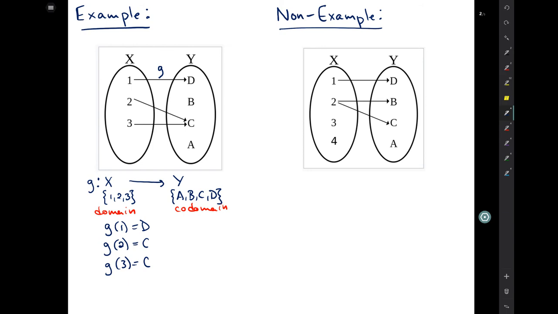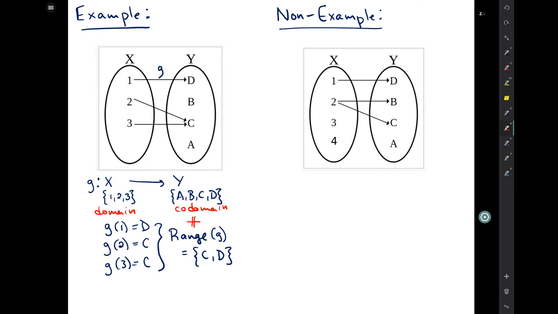So one thing that you'll notice here is that the outputs of my function, the elements of the codomain that I get, are not actually everything. So that is what is called the range of the function. So here the range of this function are just the letters of the codomain that I actually get, and in this case it's just C and D. So a very important observation is that the range and the codomain do not have to be equal to each other.